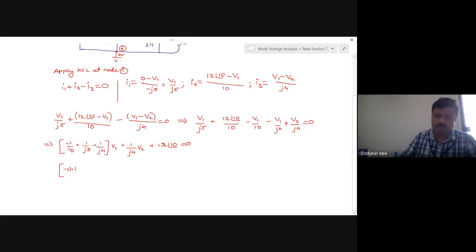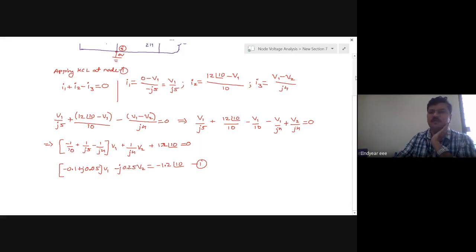Okay. It is plus j0.05 V1 minus j0.25 V2 is equal to minus 1.2 at an angle 10. So this is equation 1.